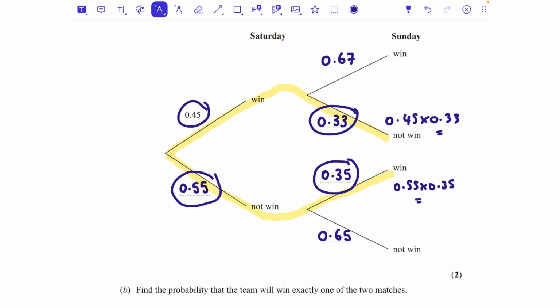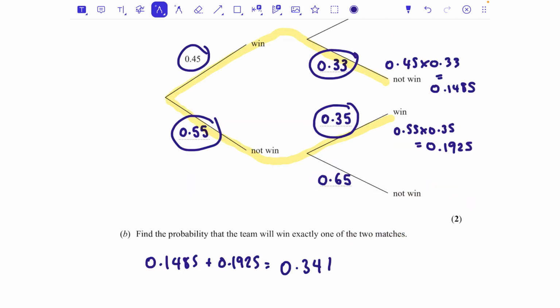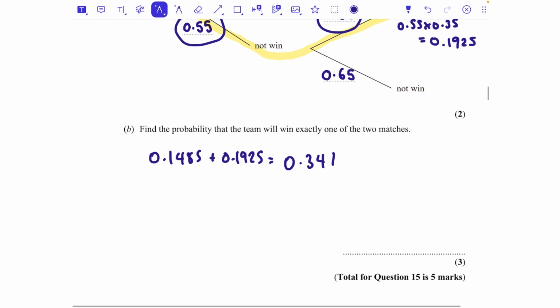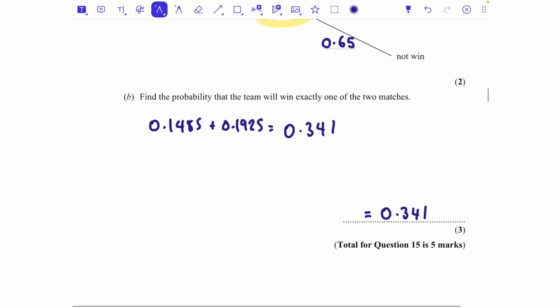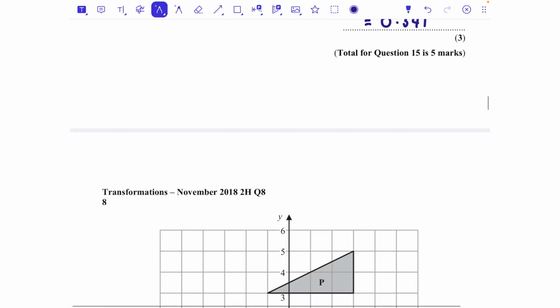So typing those in my calculator, that is 0.1485 and 0.1925. Adding those answers together, we get 0.341. So that would be our answer. That is the probability of the team winning exactly one of the 2 matches. Be careful of questions that say at least 1. That means you need to include the opportunity of them winning both matches, but that happens every now and again. That was a 5-mark question, so well done if you got that.